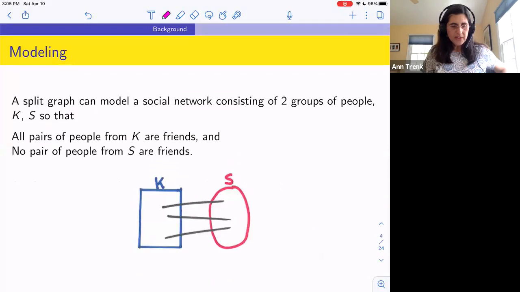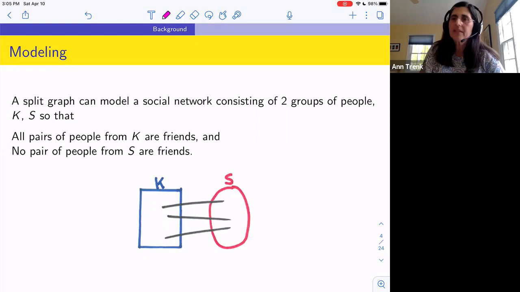If you like to hang on to models of graphs, you can think of a split graph as looking like a bipartite graph, except instead of both parts being an independent set, one's an independent set and one's a clique. You can think of it as a bunch of people that you partition into two groups. One group is a bunch of people, all of whom know each other. The other group is a group of people, none of whom know each other. And then you can have any connections you want between those two sets.